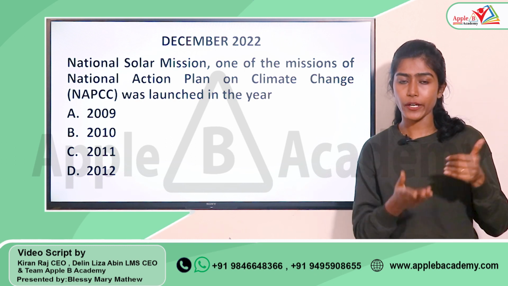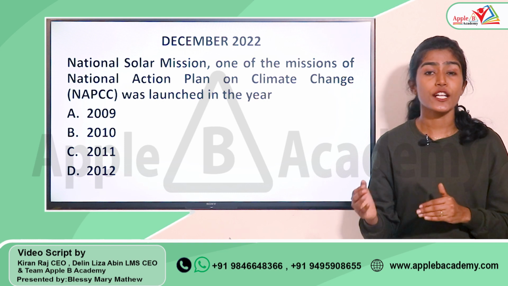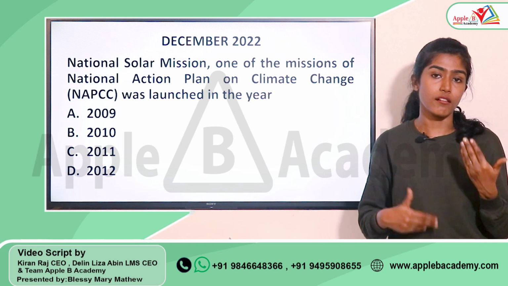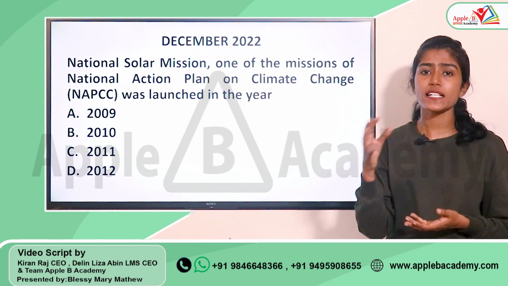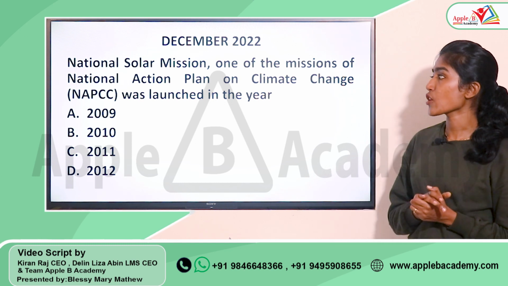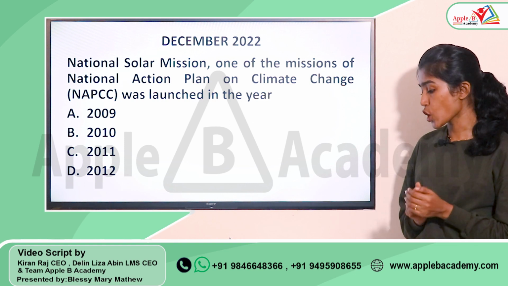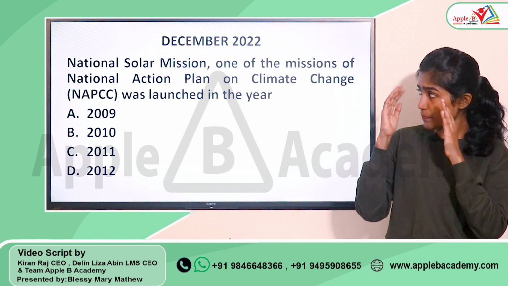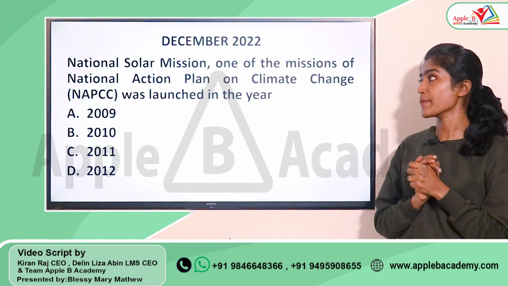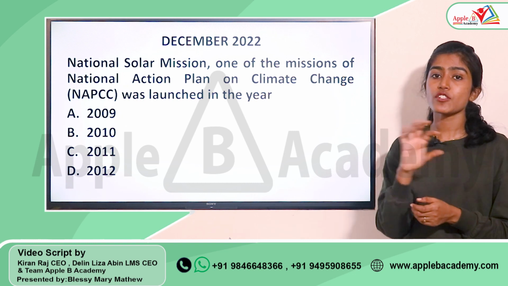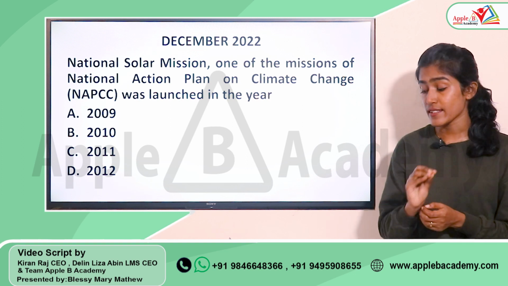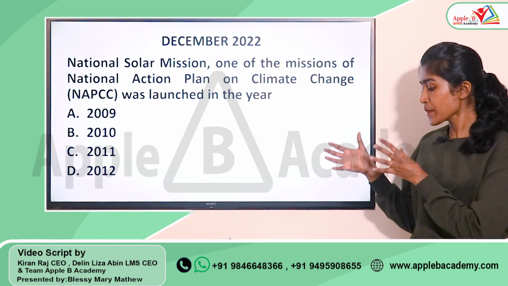So 8 different missions: the important dates on which they came into being, the year in which they got approved, under which department or ministry they come, and also their objectives and aims, all these things can be considered. Here it asked us to find out the year in which the National Solar Mission was launched. Please do remember that the National Solar Mission was inaugurated as the Jawaharlal Nehru National Solar Mission. That name is also a very important thing that you have to concentrate on.